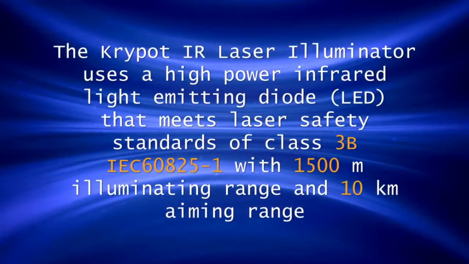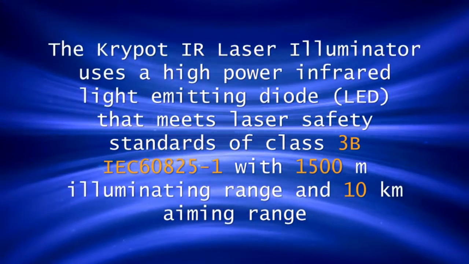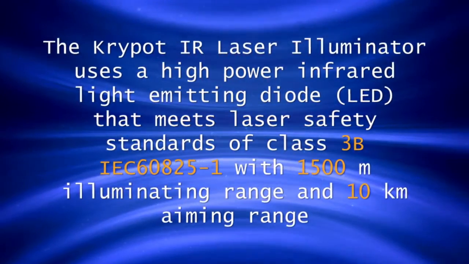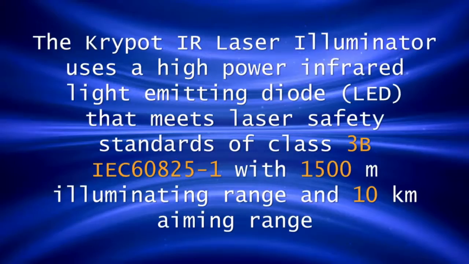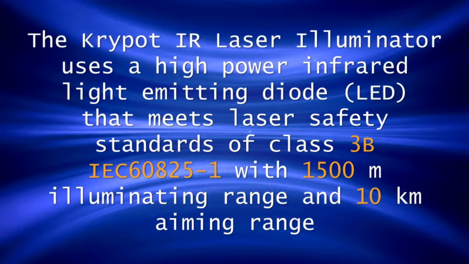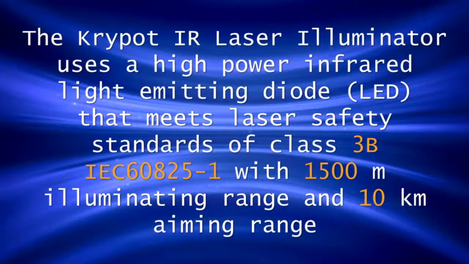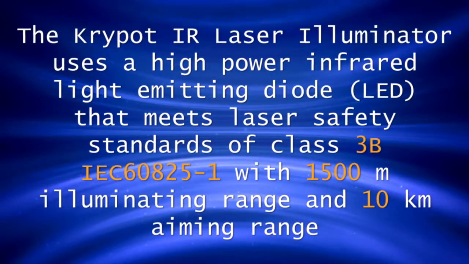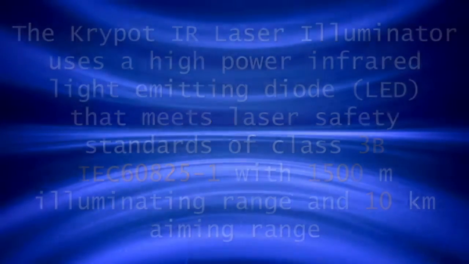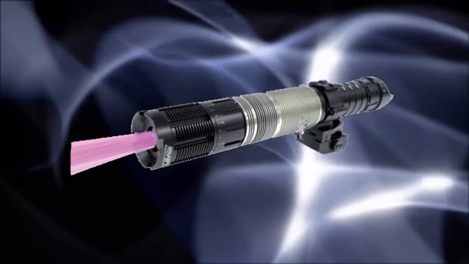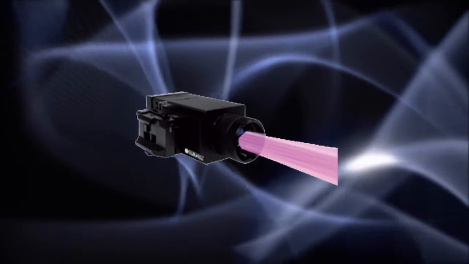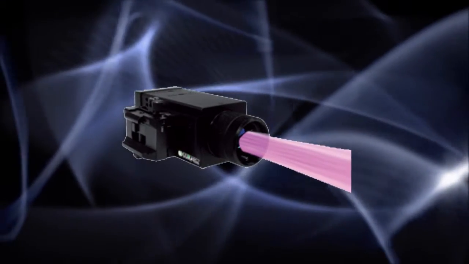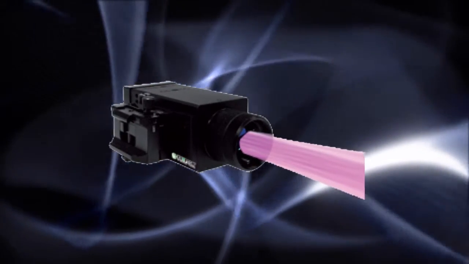The Krypton IR Laser Illuminator uses a high-power infrared light-emitting diode, LED, that meets laser safety standards of Class 3B IEC 60825-1 with a 1,500-meter illuminating range and a 10-kilometer aiming range. With power consumption of up to 3 watts, an adjustable projection angle ranging from 1 to 20 degrees, this laser illuminator can work with all kinds of night vision devices, night vision cameras, and infrared sensitive recording devices.